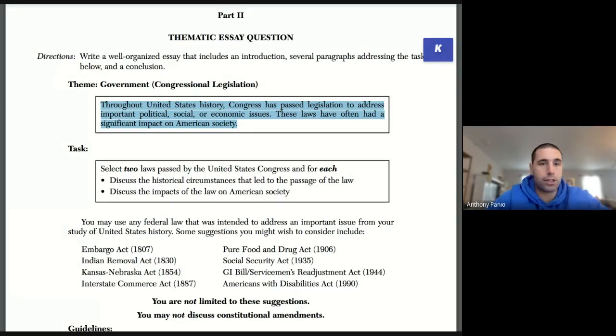I would suggest for you guys, especially if you have a little trouble with the structure, go back to the lessons where we go over how to do a thematic essay, how to do a DBQ essay in terms of the structure. Okay, they all should be very similar. It's an introduction, then the first body paragraph is the first bullet point, the second body paragraph is the second bullet point, and then you are going to do the conclusion.